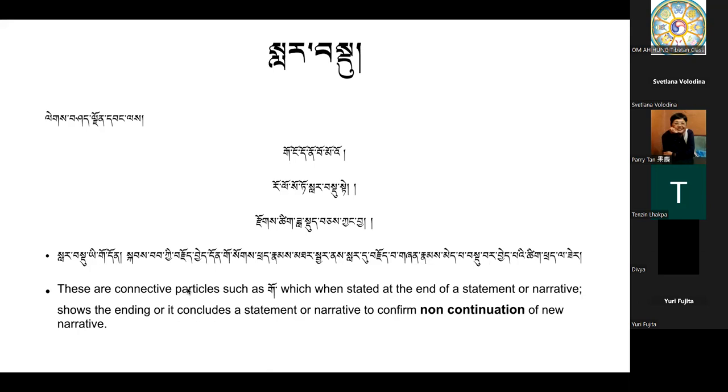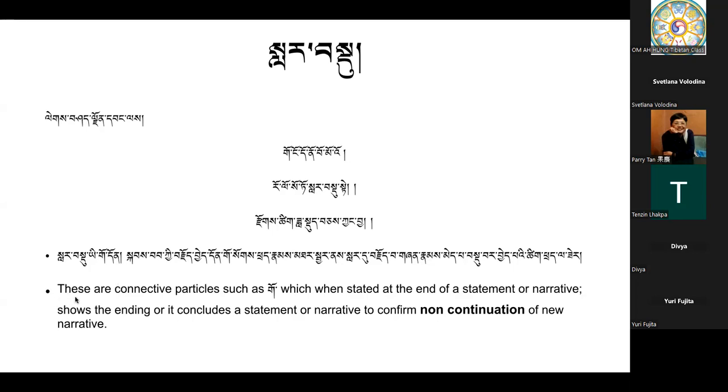So in this case, you have to say that even though the recompound particle is not necessarily connecting two narratives, it's a connective particle just by the name. It's just given the name connective particle. But by function, it's not a connective particle. Rather, it's a particle that shows that a certain narrative has ended to this point.